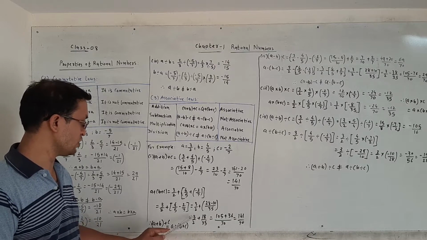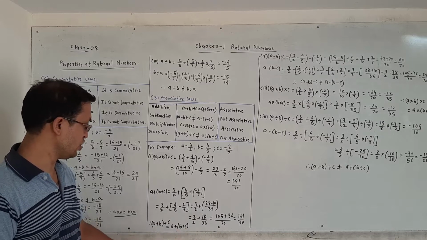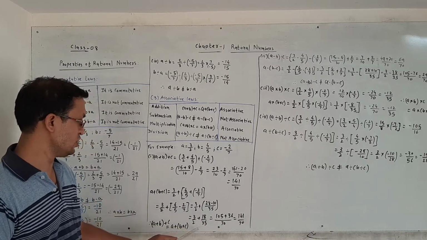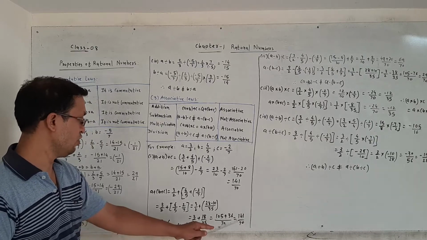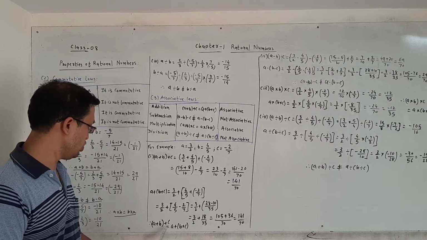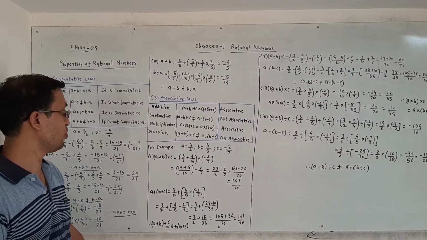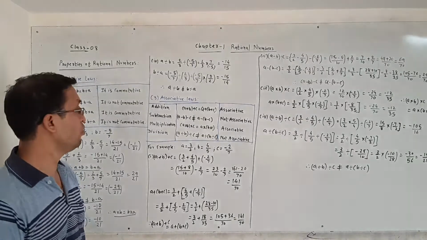Again cross multiplication. 35 times 3 is 105, 18 times 2 is 36, 105 plus 36 divided by 35 times 2 is 70, 141 by 70. Both answers are equal. Therefore, a plus b plus c is equal to a plus b plus c. Therefore, associative property is true for addition.